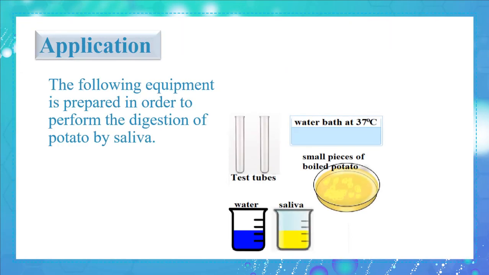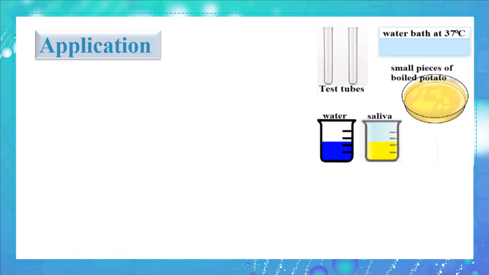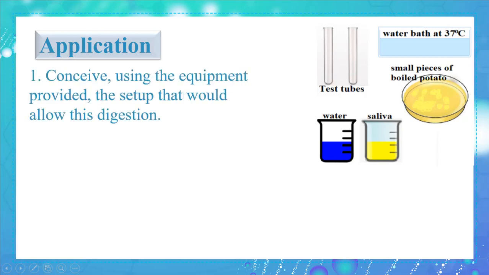Now let's move to our application. The following equipment is prepared in order to perform the digestion of potato by saliva. So we have a water bath at 37 degrees Celsius, small pieces of boiled potato, test tubes, water, and saliva. First of all, conceive, using the equipment provided, the setup that would allow this digestion.